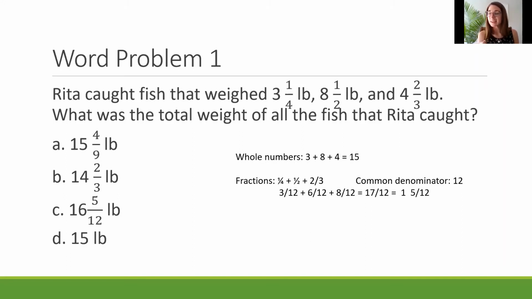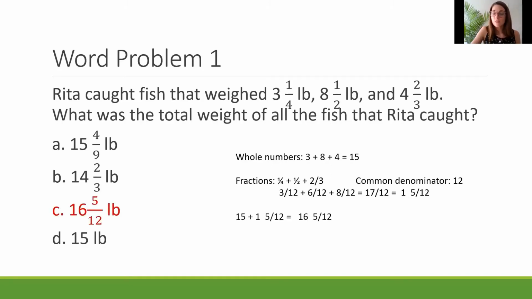17/12. So we need to ask ourselves, how many times does 12 go into 17? Think about it like a division problem, right? 17 divided by 12. Well, I know that 12 goes in one whole time. And then what's left over? Well, just 5 is left over. So we'll do 1 and 5 twelfths.